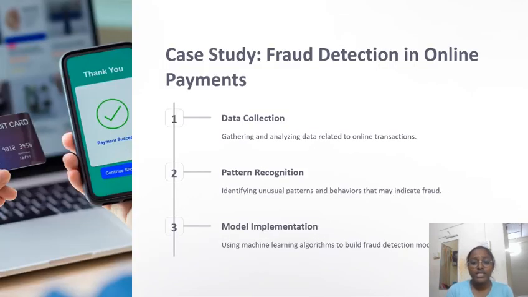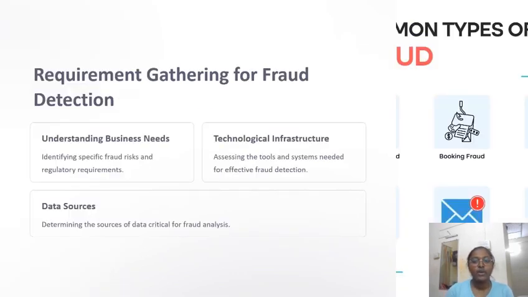It majorly focuses on data collection, pattern recognition, and model implementation. And this can be improved by using machine learning algorithms. The requirement gathering involves understanding the business needs, technological infrastructure, and data sources. In this, we specifically identify the fraud risks and regulatory requirements, and assess the tools and systems needed for effective fraud detection. And the sources of fraud analysis are the major inputs for gathering the requirements for fraud detection.